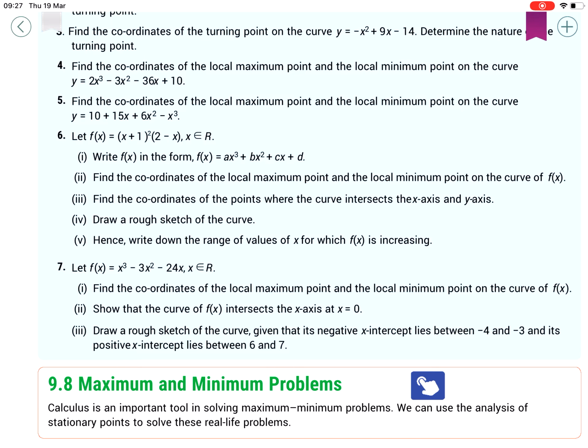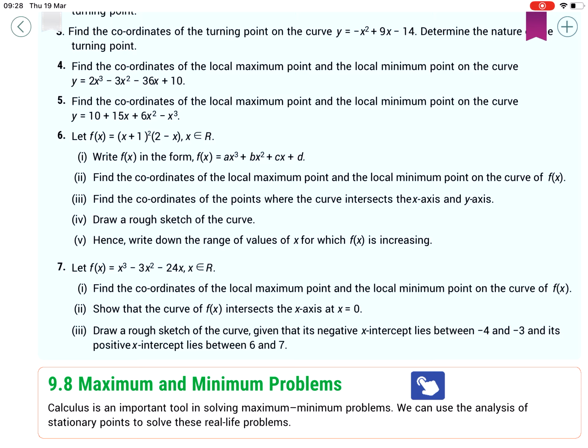Question 6 then, finally. We have a function, and it looks very different to what you're used to. It's got stuff in brackets, with a squared on it to square those brackets. So I'm going to have to do a little bit of work on that to start off with. First part, it says write f(x) in the form like we usually would: cubed, squared, x's, numbers.